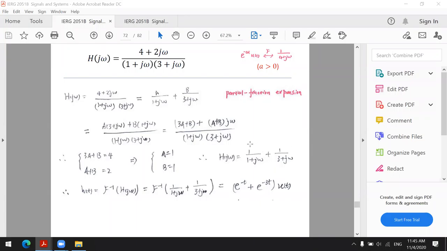After converting capital H in this way, if we want to calculate small h, the unit impulse response of the system, it's much easier because we can apply this previous result. For the first term, it's just the case a equals one, so the time domain signal is exponential minus t u of t. And the second term, a equals three, because it's three plus j omega, so its inverse Fourier transform is exponential minus 3t u of t. Extracting the common factor u of t, what's left is exponential minus t plus exponential minus 3t. This signal of t is the unit impulse response h of t.